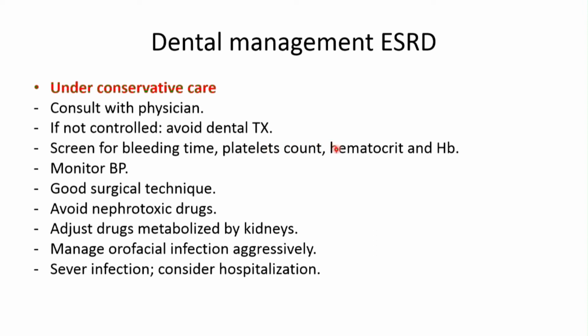Hematocrit and hemoglobin, because as I mentioned before, the patient looks anemic. So in this case, hematocrit and also hemoglobin may give an insight about the level of hemoglobin and the number of RBC.